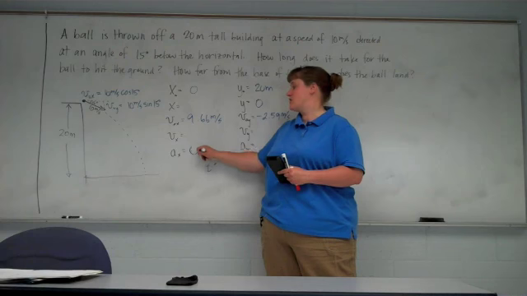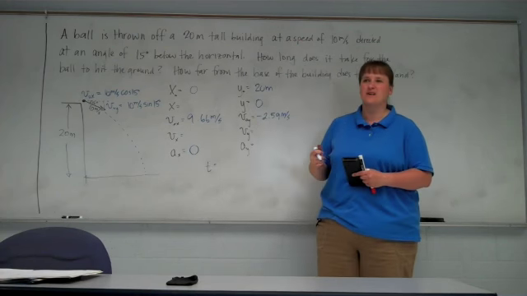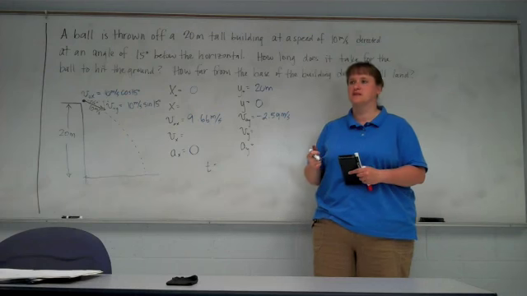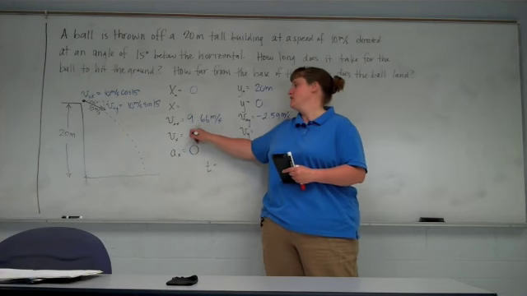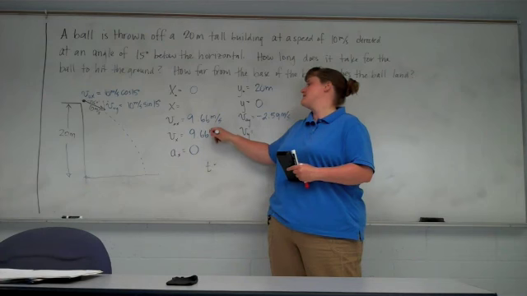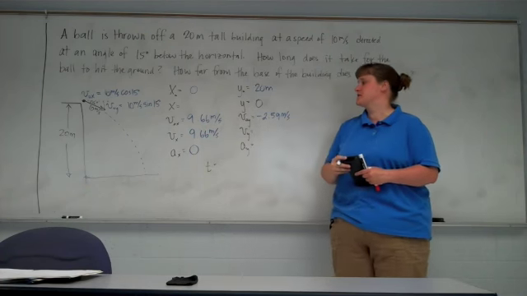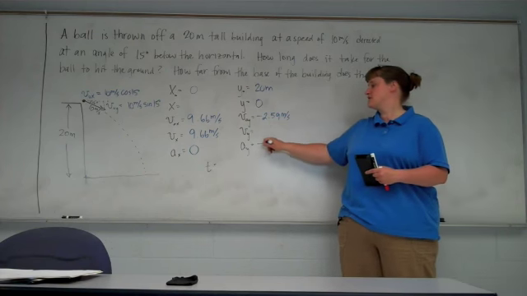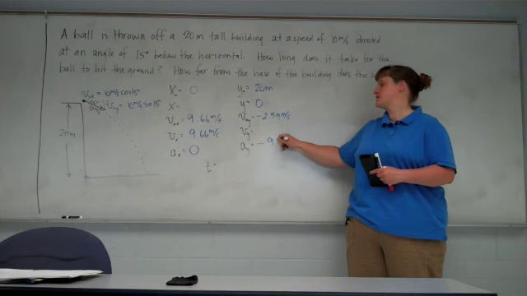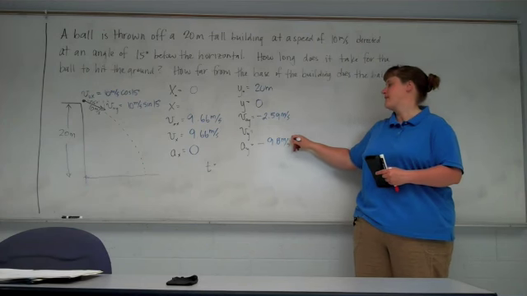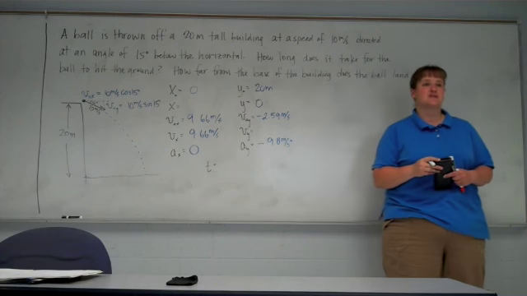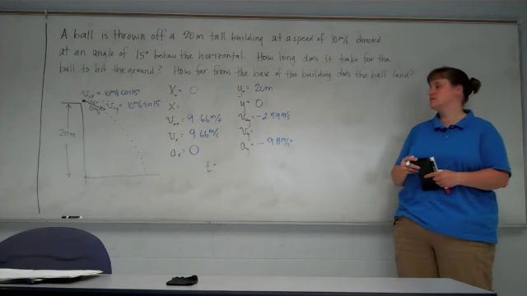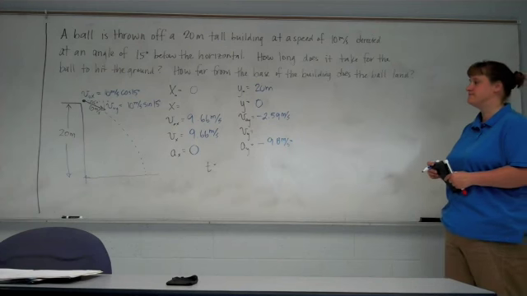Acceleration in the x is 0. They'd have to be wearing some sort of rocket pack or something along those lines. So that means the final velocity in the x direction is also 9.66. Acceleration in the y direction is negative 9.8 meters per second squared. So the acceleration of gravity. It's headed downwards, at a rate of 9.8.